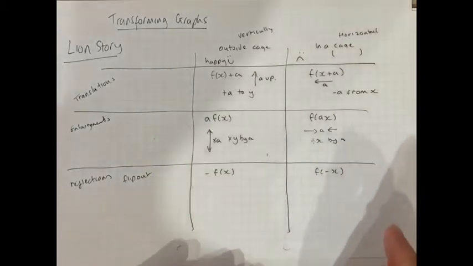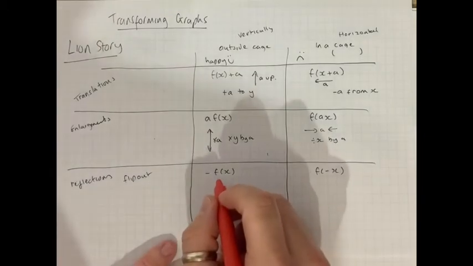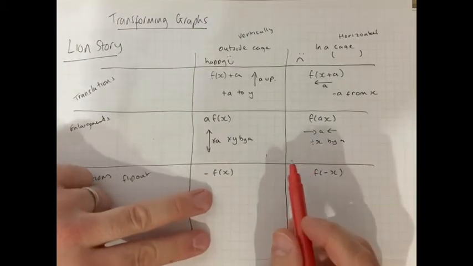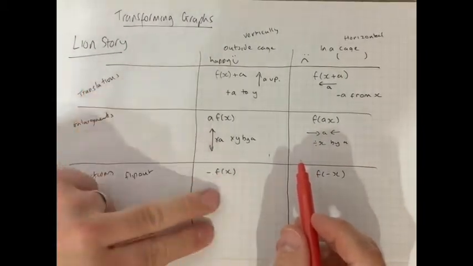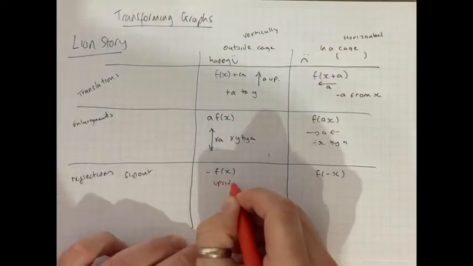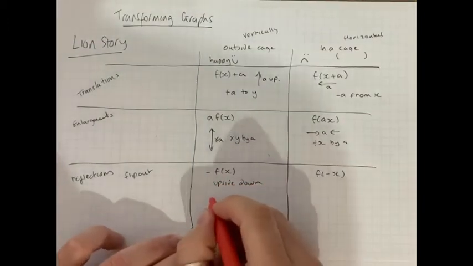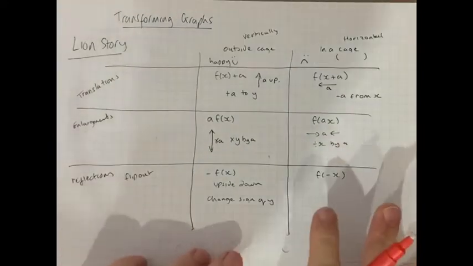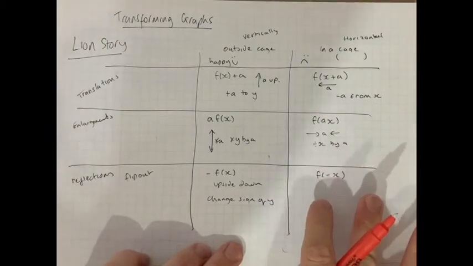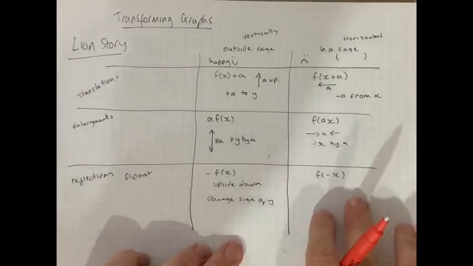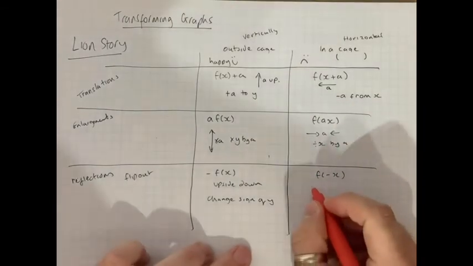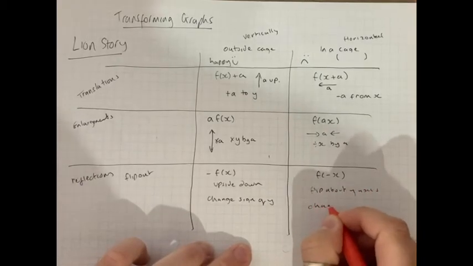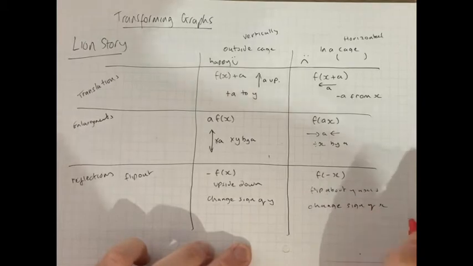Reflections. This is when it's reflecting vertically, you're going to be changing y. So you're going to just turn it upside down. Change sign of y. When you flip it this way, it's all about horizontal. So it's flipping this way. Flip about the y-axis. Going to change sign of x.